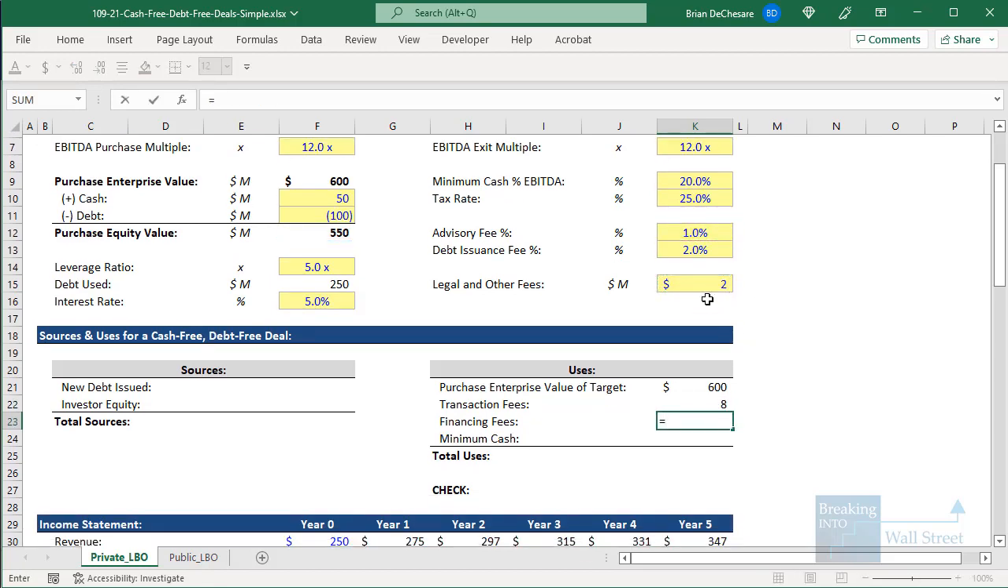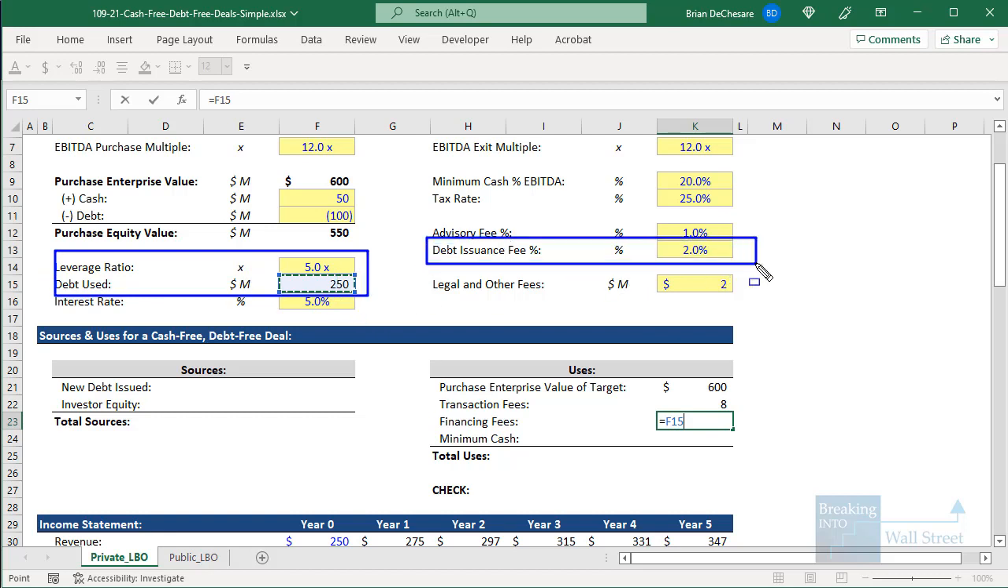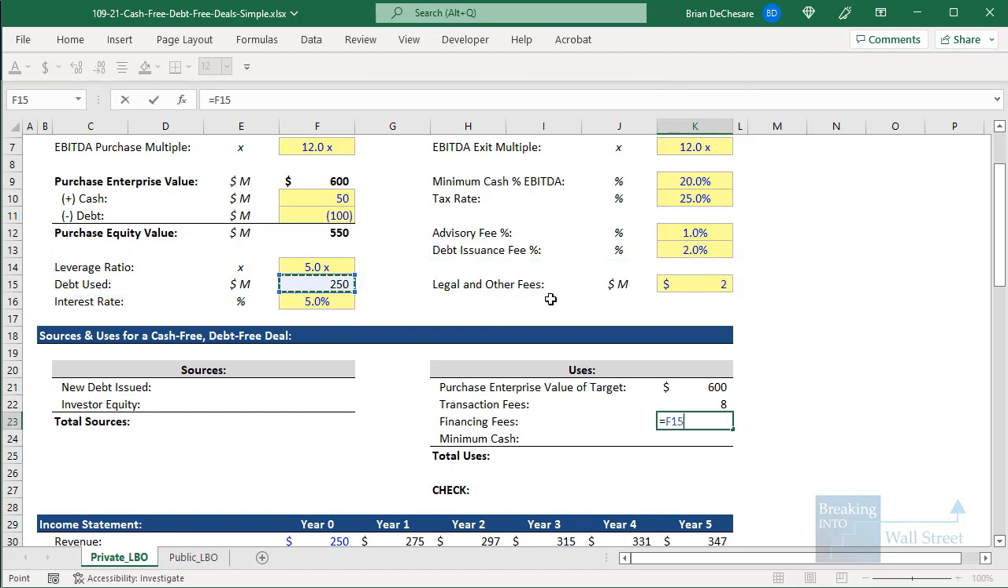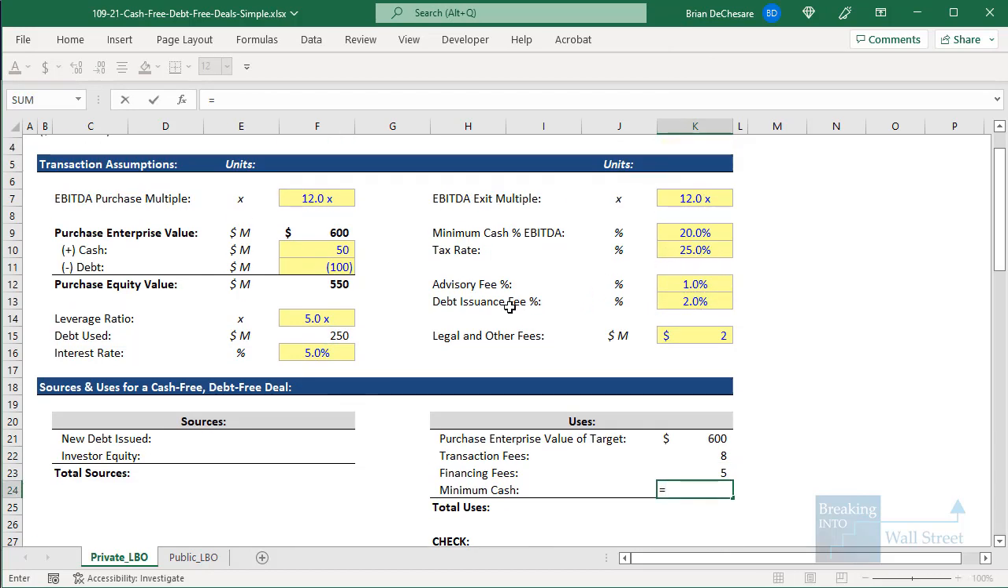The financing fees here are typically based on the amount of debt that we're using. So we're using about 5x EBITDA for the debt here. And so the 250 million times the 2% fee will give us the financing fees in this case. And then the minimum cash balance is defined right here. It's a percentage of EBITDA. So we're saying 20% of EBITDA initially.